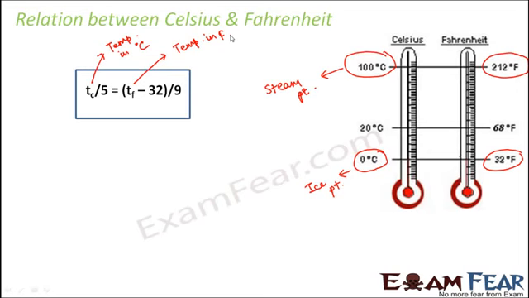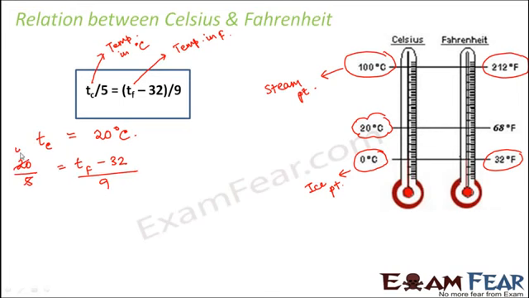Tf is nothing but the temperature in Fahrenheit scale. So let us suppose we take an example of a temperature which is 20 degrees Celsius. So basically Tc is equal to 20 degrees Celsius. Let us see how much it would be in the Fahrenheit scale. In the picture you can see that it is 68 degree Fahrenheit, but let's try to calculate it using this formula. So the formula becomes 20 by 5 is equal to Tf minus 32 by 9.